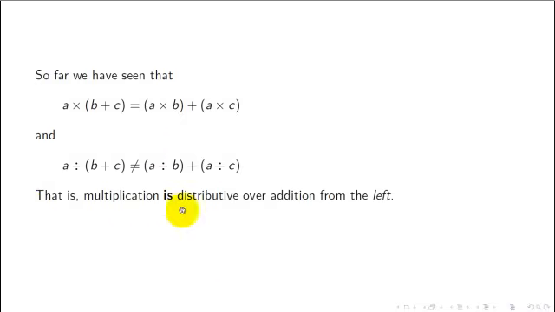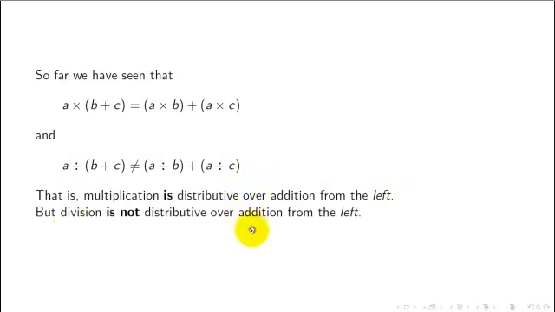So in words I am going to write it over here for you. That is, multiplication is distributive over addition from the left, but division is not distributive over addition from the left. Now you can notice that I have written left in italics because left is very important. Why? You can see that a is written on the left. I mean, the thing that is being multiplied is written on the left, and the thing that is being divided is written on the left. So that is why it is important to mention whether it is on the left or on the right.